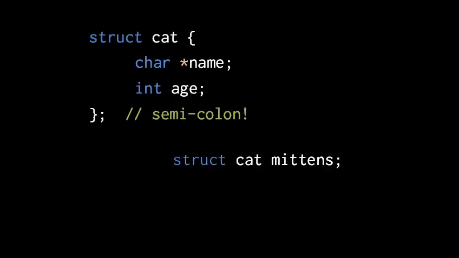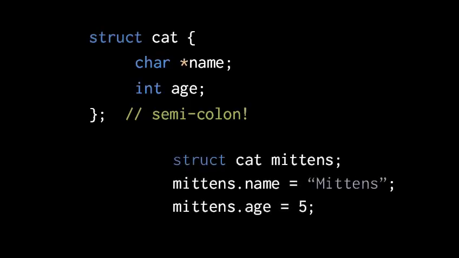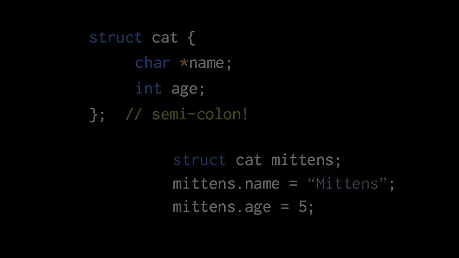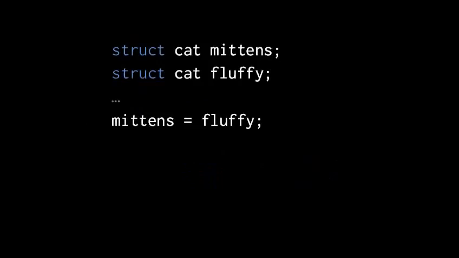So here we are declaring a variable named mittens of type struct cat, and just assume we're writing this somewhere inside a function. Once we have our struct cat variable, we can assign values to its individual members using the member operator. So here we write mittens.name and assign it a string, because remember name is a char pointer, and then we assign mittens.age the int value 5.